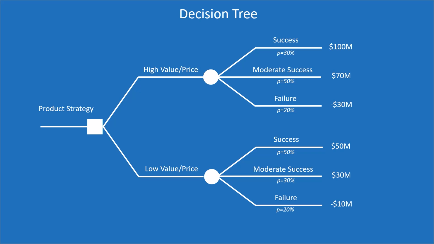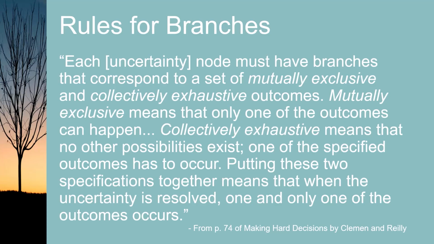Like influence diagrams, the diagram flows chronologically from left to right. This reflects the order in which events will occur or uncertainties will be resolved. There are rules for the branches. The book Making Hard Decisions states that each uncertainty node must have branches that correspond to a set of mutually exclusive and collectively exhaustive outcomes.